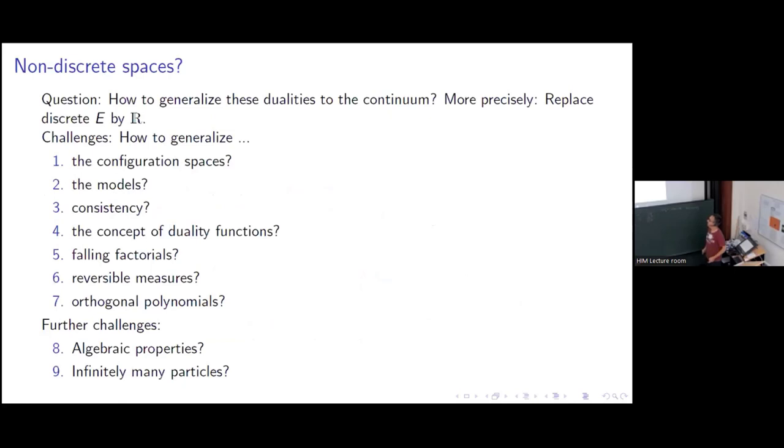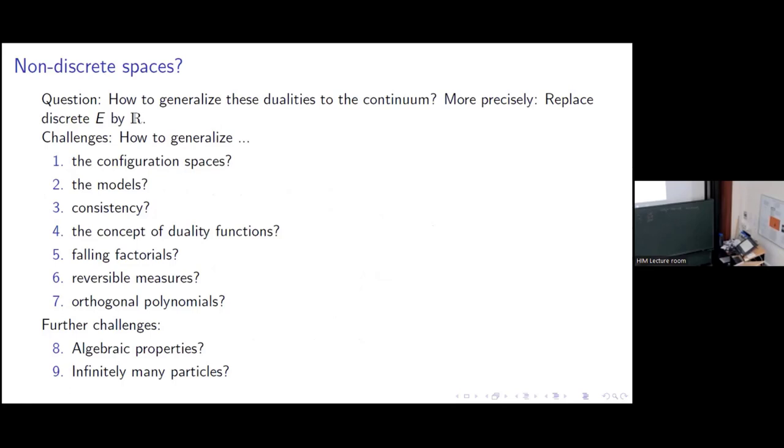Okay, that was until now everything well known. Everything was on the discrete world. And now my research is coming. Namely, the question is, so you saw here, we are looking to discrete points. And we just want to remove that assumption and replace that E, for example, by R.